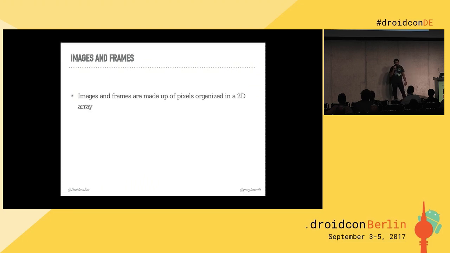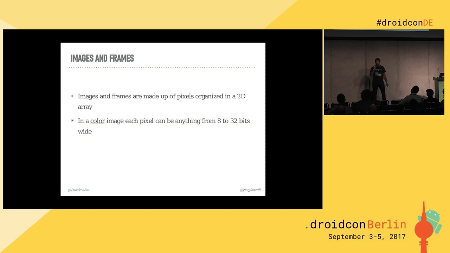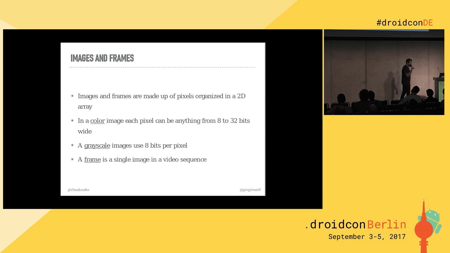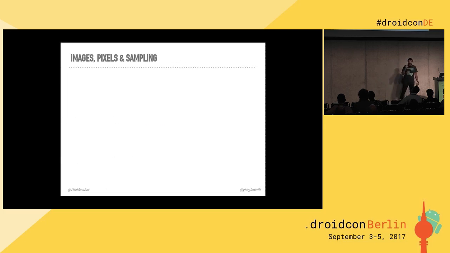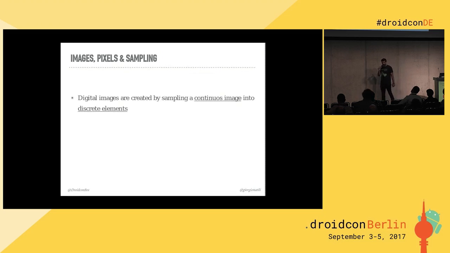Let's start to have some common terminology. Images and frames are made up of pixels organized in a two-dimensional array. That's the most important information you have to keep in mind for all this presentation. In a color image, each pixel is represented by anything that is comprised between 8 and 32 bits, while a grayscale image uses only 8 bits per pixel. Why is this important? Because a gray image uses much less memory, and it's much easier to process.